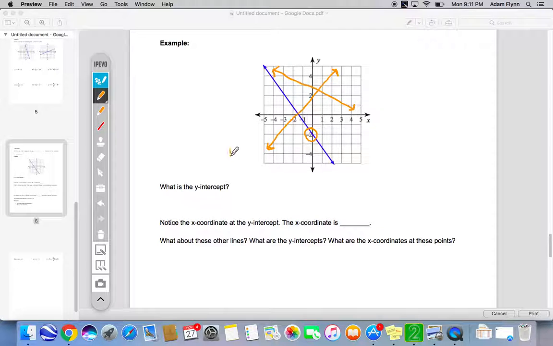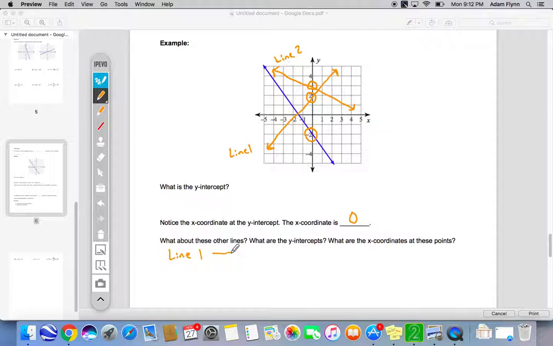So for this one, we'll call this one line 1. My Y-intercept is at 2. And for this line, I'll call it line 2. My Y-intercept is right here at about 3. Okay, so as I know, the x-coordinate is 0 for my original line. But what about these other lines?